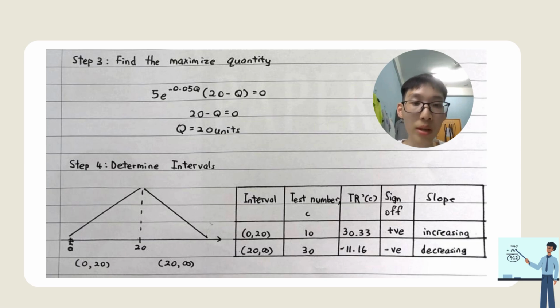And for interval (20, infinity), the test number I pick is 30. After substituting the value, I will get -11.16. Since there is a negative sign, the sign is negative. And if the sign is negative, the slope is decreasing. So if the slope goes from positive to negative, it means that the maximized quantity of 20 units is the maximum point of the total revenue function. That's all from me. Thank you.